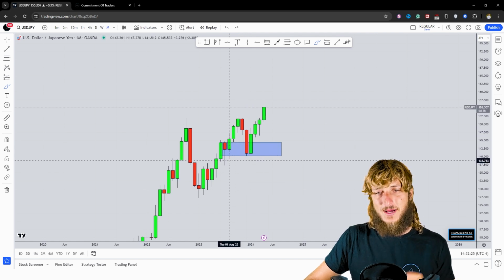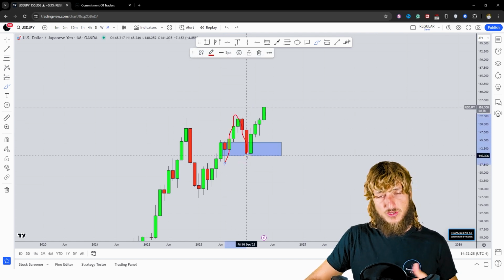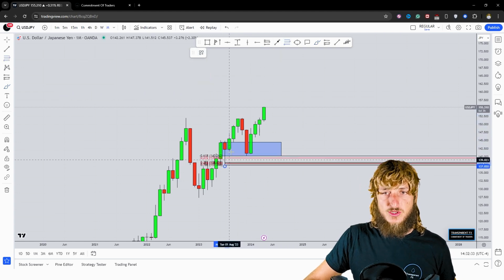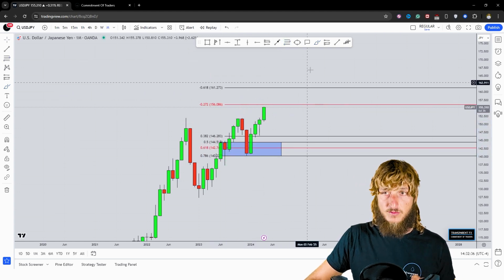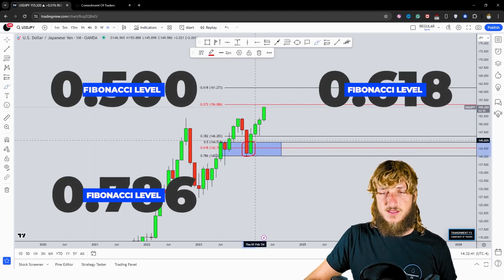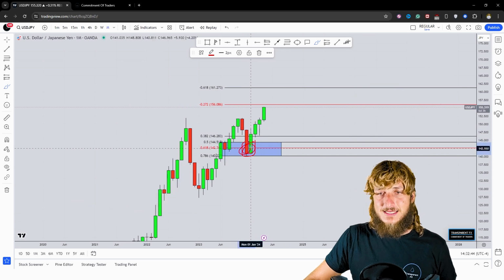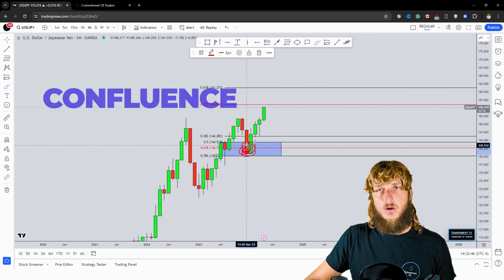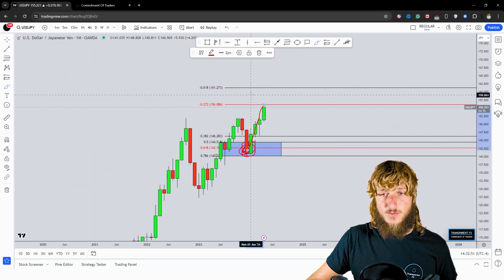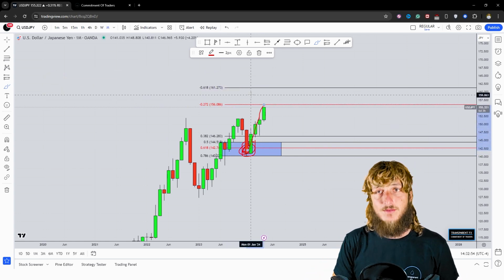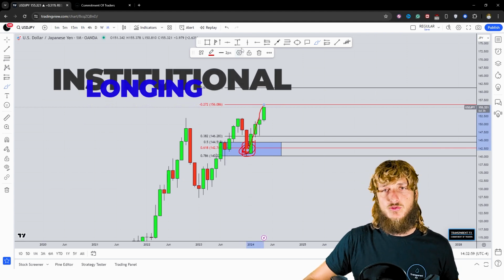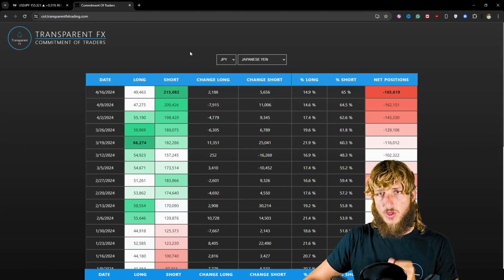We can also notice that from a pattern perspective, we have a clear impulse and correction. And in general, after an impulse, if we want to measure the correction, we have to take our Fibonacci from the low to the high of the impulse leg. If we do that, we can see how we have the 50%, 0.618 and 0.786 Fibonacci retracements lining up exactly with this level, therefore creating a confluence of support inside of this zone, which we could in fact expect the market to reject to the upside, because inside of a confluence of support level, you would expect to see more institutional longing. And we will be speaking about institutional longing later on when we move to the order flow.